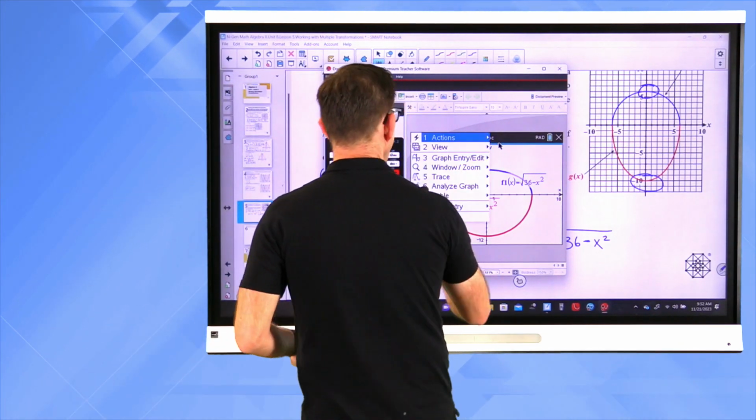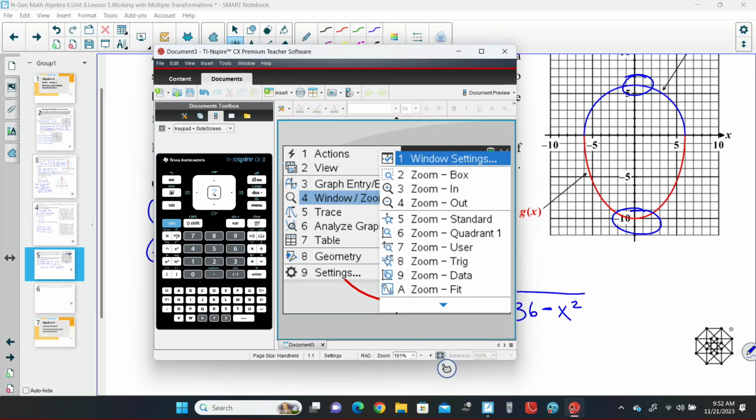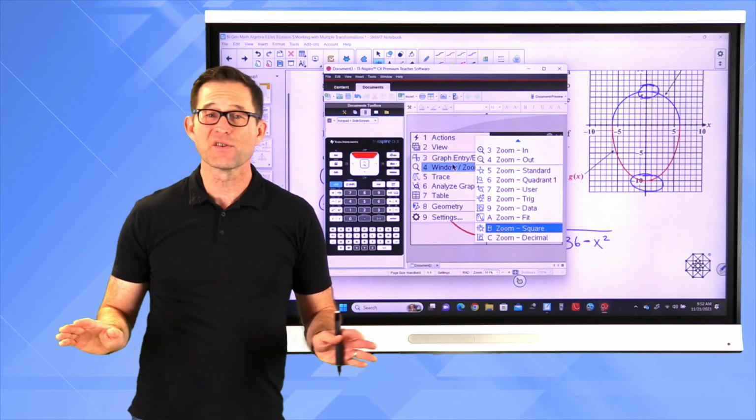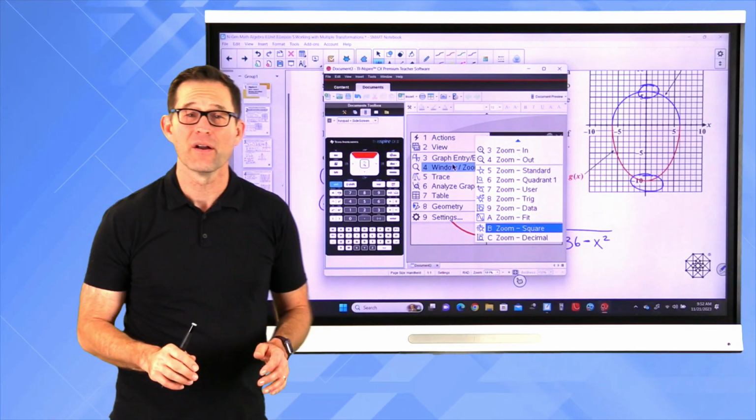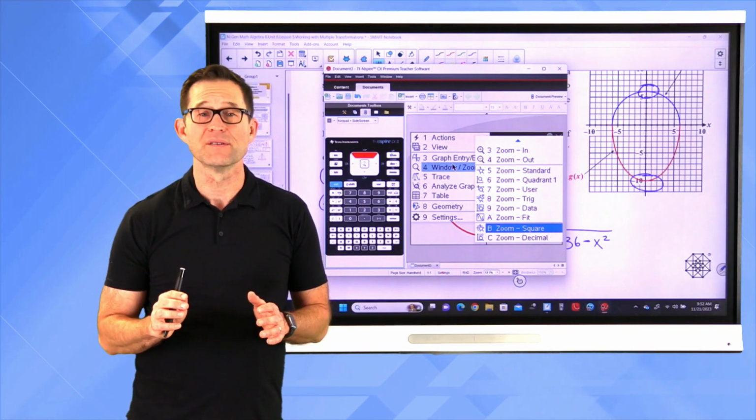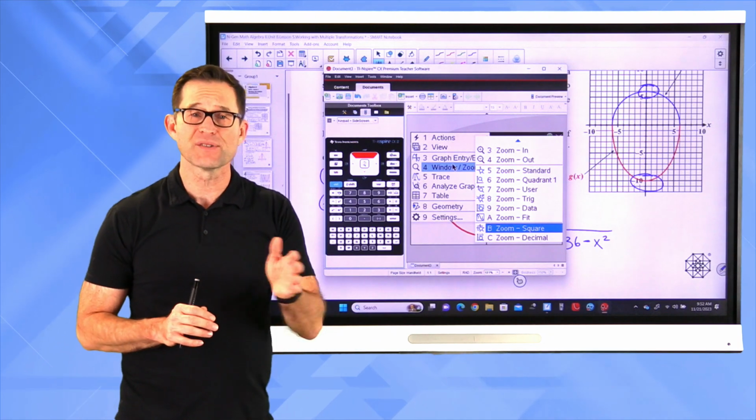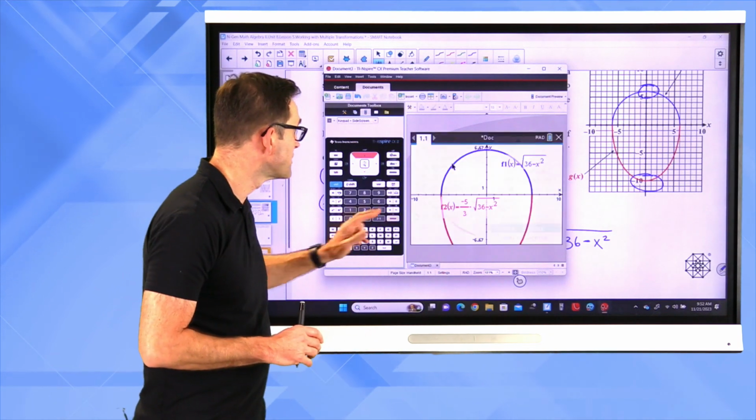Now, if you go into menu and you go into window, there is something that is hopefully, here it is. Uh-oh, nope. Something called zoom square. Now, if this works the way I think it's going to work, I'm going to hit enter. And then what zoom square does is it ensures that the scale along the y-axis is the same size as the scale along the x-axis.